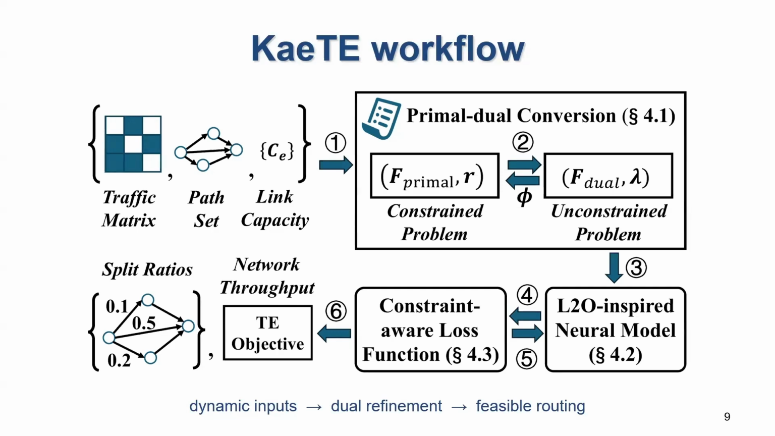KaeTE first converts the primal problem to an unconstrained dual problem with respect to the link variables, lambda. KaeTE then runs T learned refinement steps on these link prices with the L2O neural model. At each step, the link prices map back to split ratios. Finally, a constraint-aware loss scales those ratios before evaluating throughput. The final output is the objective value and a set of split ratios that can actually be deployed.